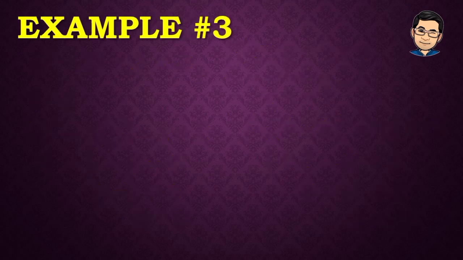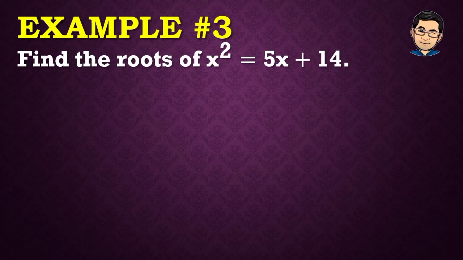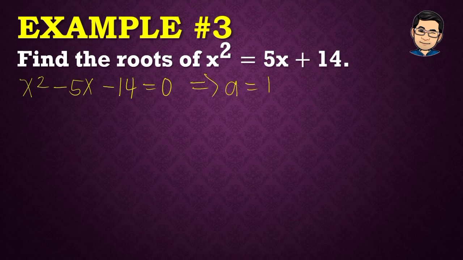For next example, find the roots of x squared equals 5x plus 14. So, yung given equation natin, hindi siya nakasulat in standard form. So, kailangan muna natin siyang isulat. So, magiging x squared minus 5x minus 14 equals 0. And then, i-identify natin yung values ng a, b, and c. A equals 1, b equals negative 5, and c equals negative 14. So, ayan. Meron na tayong values ng a, b, and c.